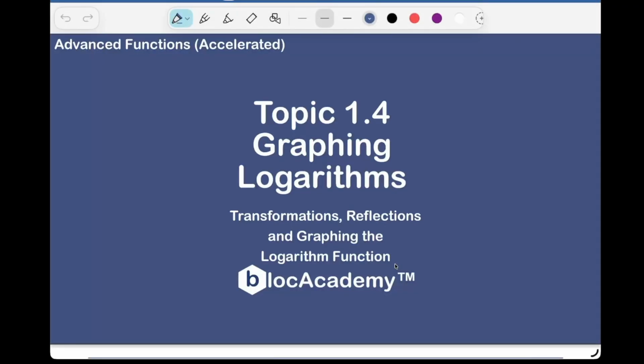Topic 1.4, Graphing Logarithms. We're going to be covering transformations, reflections, and graphing the logarithm function.